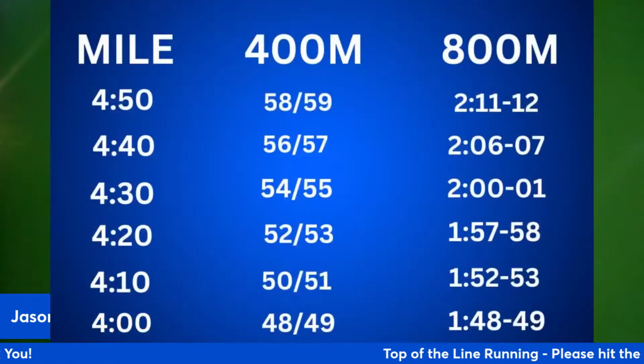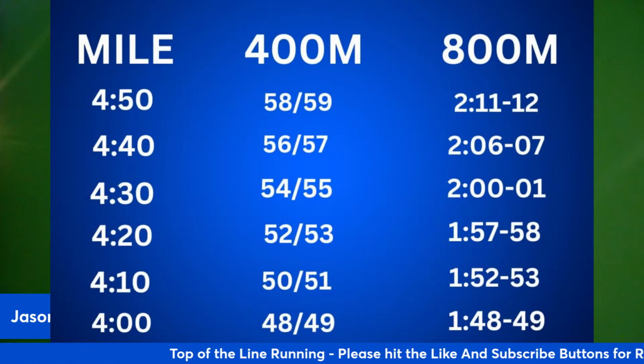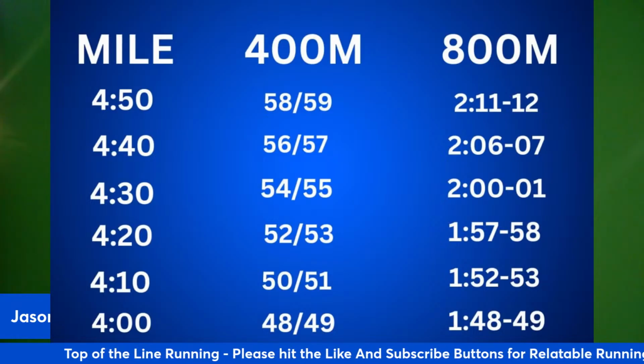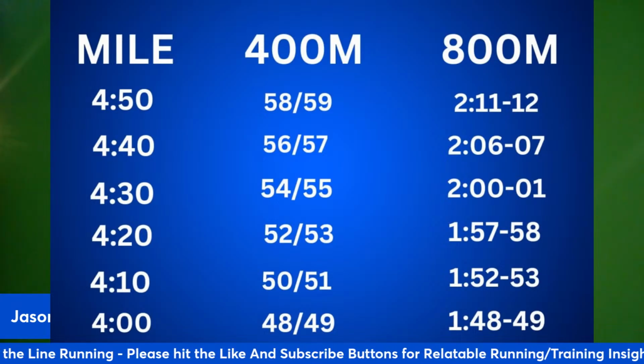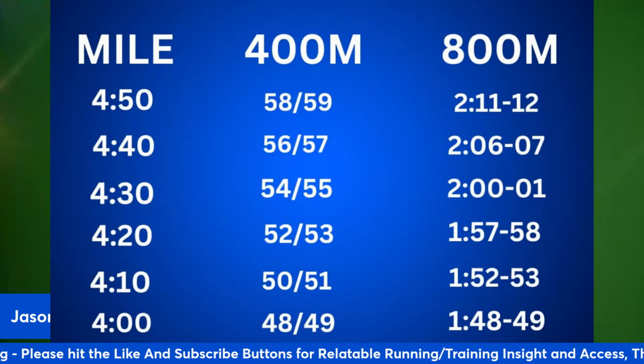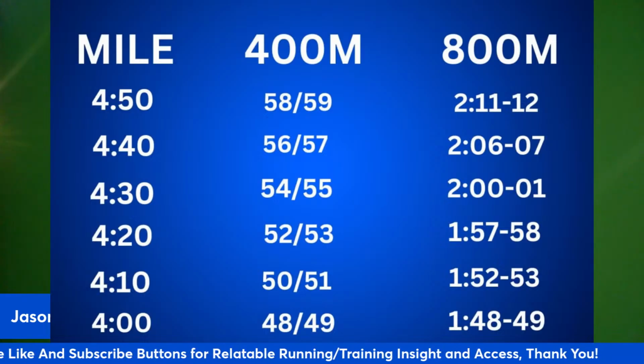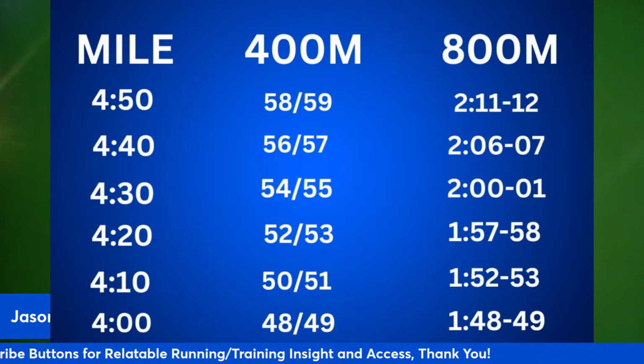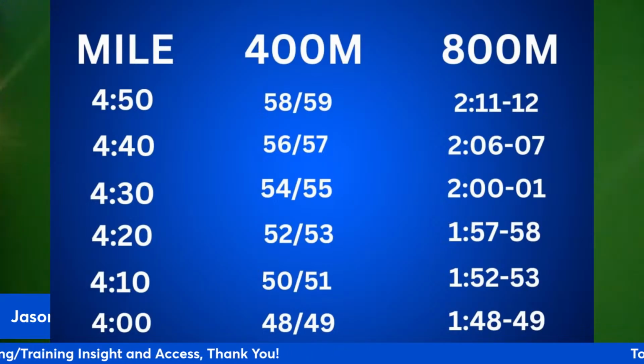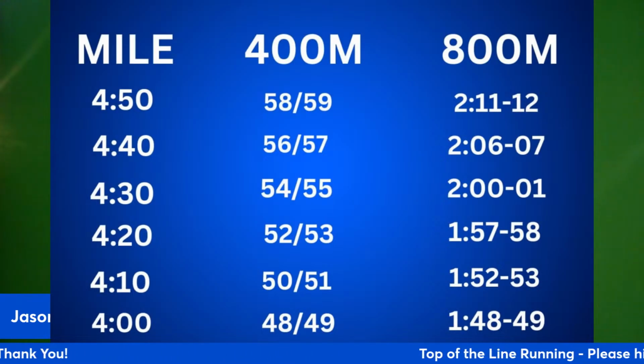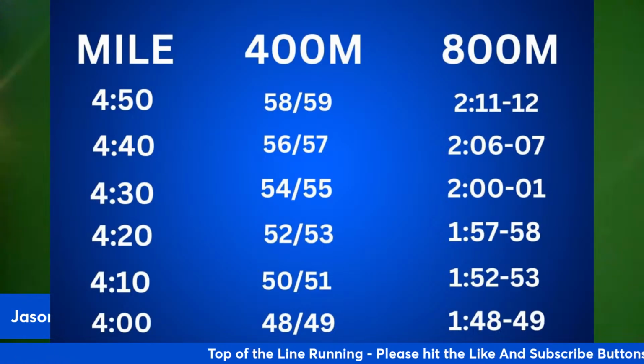All right. Let's get back to it. Now, 4:20, your capability for the 400 is 52, 53. 800, your capability is 1:57, 1:58. Okay. 4:10, capabilities are 50 to 51 for the 400, 1:52, 1:53 for the 800. 4 minutes, obviously, you're approaching world class here, and 48, 49 for the 400, 800 capabilities 1:48, 1:49.